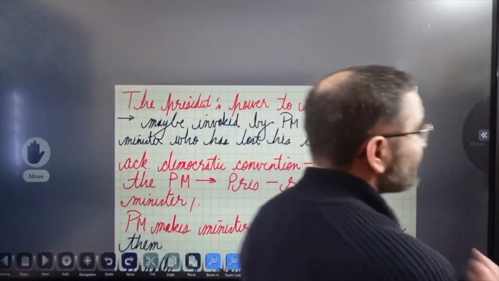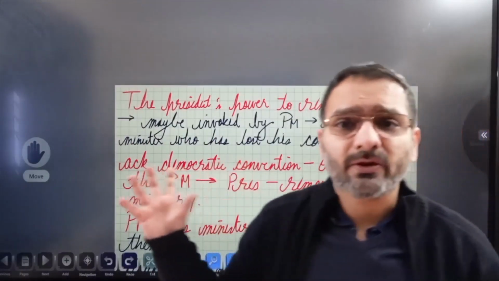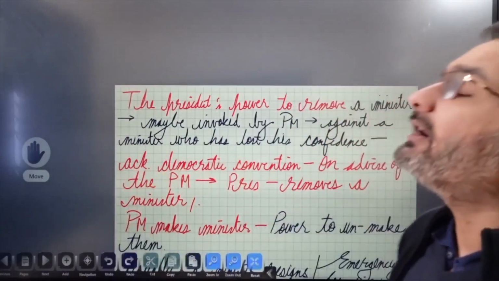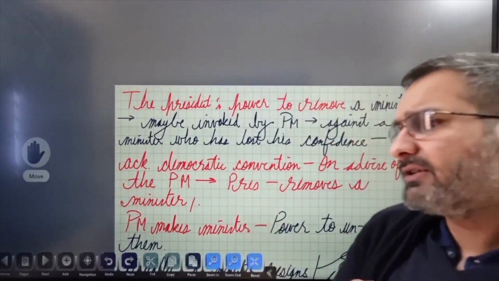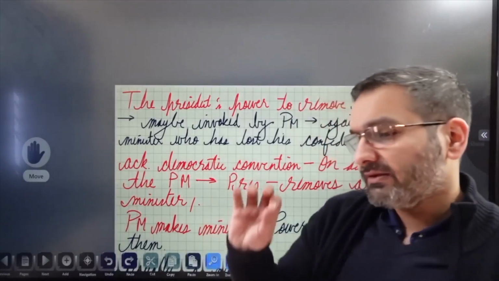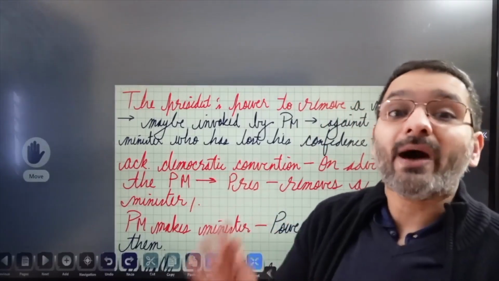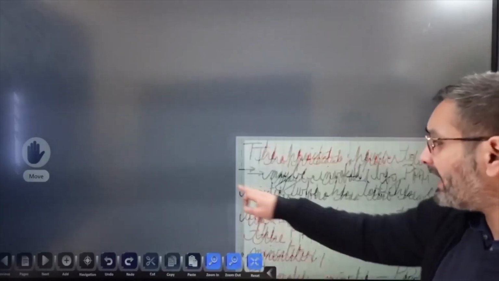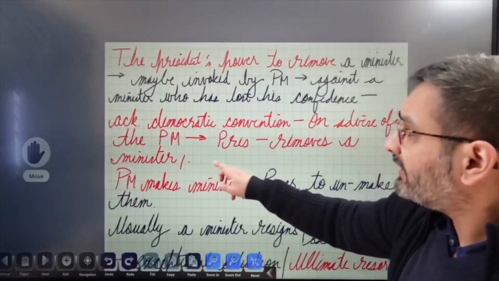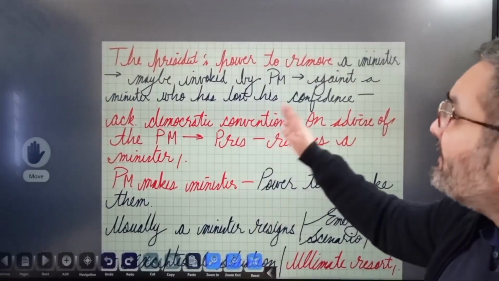Now, the President's power to remove a minister may be invoked by a Prime Minister against a minister who has lost his confidence. Now, this is a convention, and this is in fact a very popular question, not for prelims, just for LLB entrance, that the minister will be removed by the President on the advice of the Prime Minister. It's a convention basically. It's not quoted anywhere in the Bare Act, and this keeps flying out left, right, and center. It may be invoked by the PM.